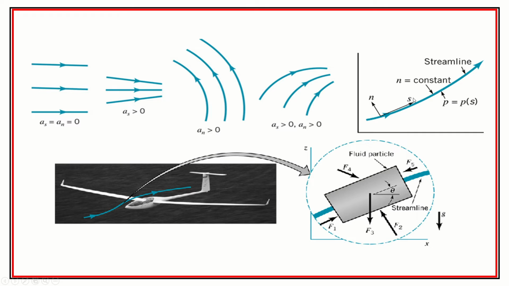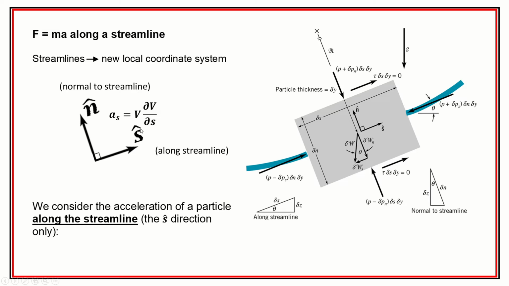So that's the idea of the streamline coordinate system, and we take a look at a free body diagram of a chunk. Just to navigate a little, we set up our unit vectors S and N, and we look at the forces on this chunk. Now this short chunk is not infinitesimal, it's just a really small chunk.